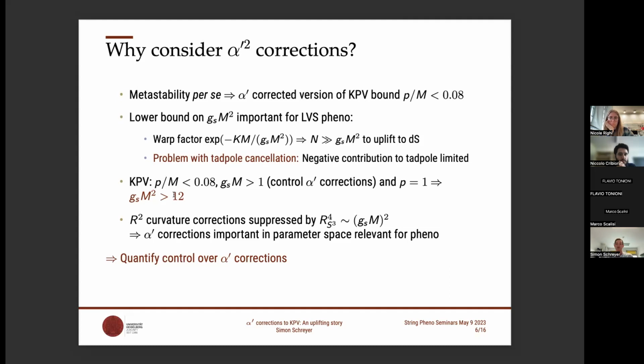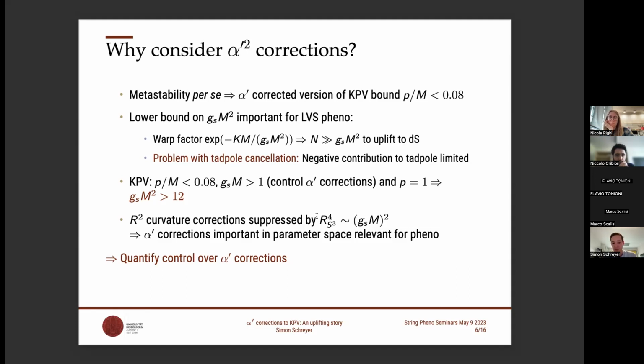How can we now intuitively understand why alpha prime corrections will be important for this lower bound? This can be seen by considering intrinsic curvature corrections, because they will be suppressed by the radius of the S3 to the 4th power, which is proportional to GSM squared. That means that these curvature corrections will become important in the regime where GSM is small, and hence also GSM squared is small. That means that we are precisely in the regime which is interesting for Pheno. Also, the higher order alpha prime corrections become important.